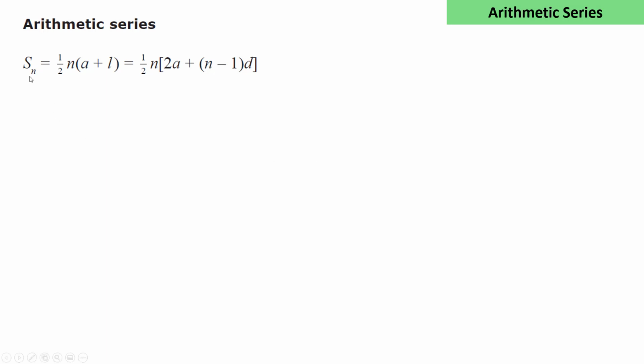You're told that the sum of n terms of an arithmetic series is a half n (a plus l), the first plus the last term in the series, or a half n (2a plus (n minus 1)d). So this is for the generic series a, a plus d, a plus 2d, and so on, the nth term of which is a plus (n minus 1)d. You'll need to know how to prove this formula.